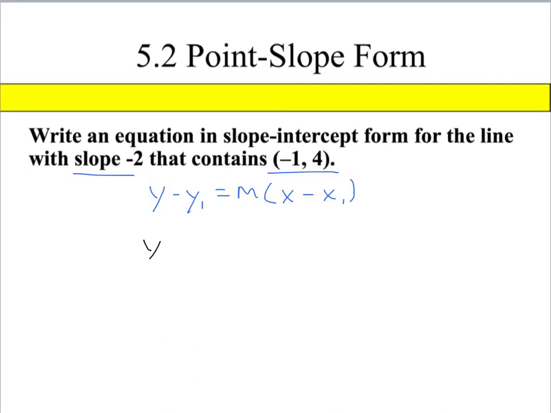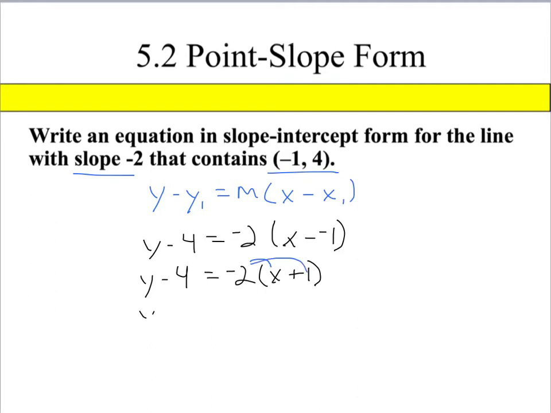We're going to plug things in. y minus 4 is equal to a negative 2 times x minus a negative 1. Okay, I can simplify this a little bit to y minus 4 is equal to a negative 2 times x plus 1. Very first thing I do is distribute that negative 2, not just to the x, but also to this 1. And now I have y minus 4 is equal to a negative 2x plus a negative 2.